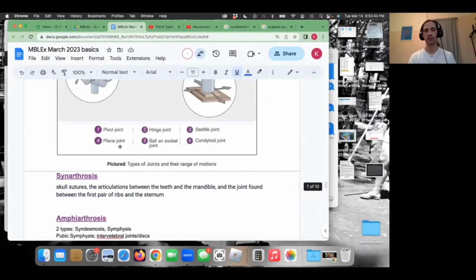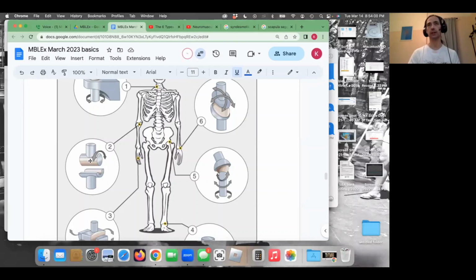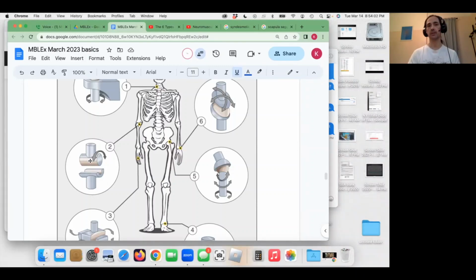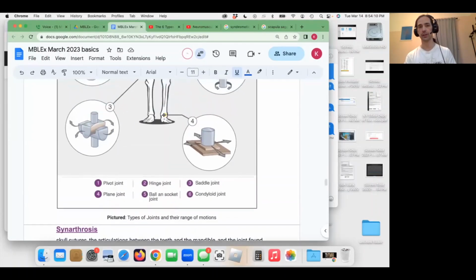Okay, so now let's take a look at the hinge joints. So we find hinge joints in the elbow and in the knee. The hinge joints are the ones, oh, and in the ankle, between the tibia and the talus. The hinge joints are the ones mainly where we need to do flexion and extension. So elbow flexion and extension, right? Knee flexion and extension, and then dorsiflexion and plantar flexion at the ankle.